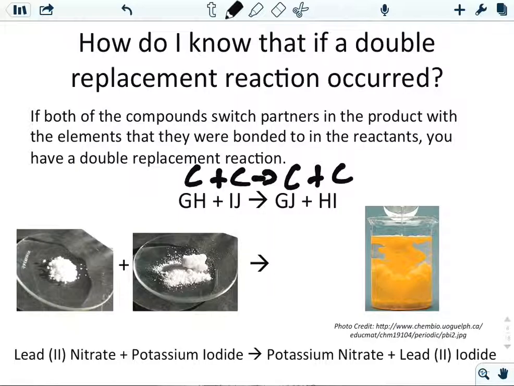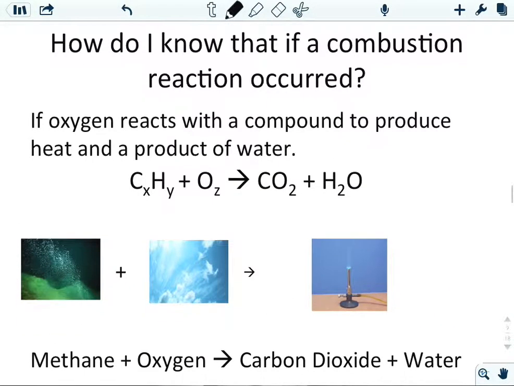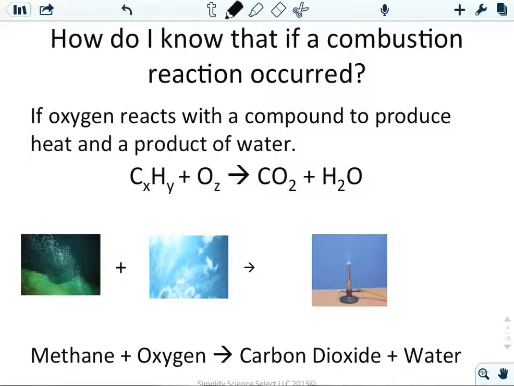So we see here we have lead nitrate and potassium iodide. We see them both right here. The metals will switch partners. Potassium was bonded to iodine. Now it's going to be bonded to nitrate, so we have potassium nitrate. Lead was bonded to nitrate. Now it's going to be bonded to iodide, so we have lead iodide. They switch partners.